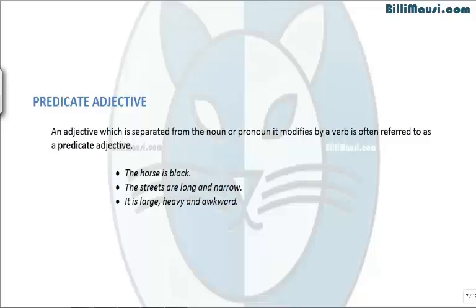Let's move on to the next category of adjective, predicative adjectives. They are separated from their noun and they are put to the right hand side of the noun. The horse is black. Here black is the adjective which is telling us more about horse. The streets are long and narrow. Long, narrow. It is large, heavy and awkward. So what is large, heavy and awkward? All these 3 words are modifying it. Here long and narrow both are modifying streets. In all 3 examples, the adjectives are placed to the right hand side of the noun or the pronoun.